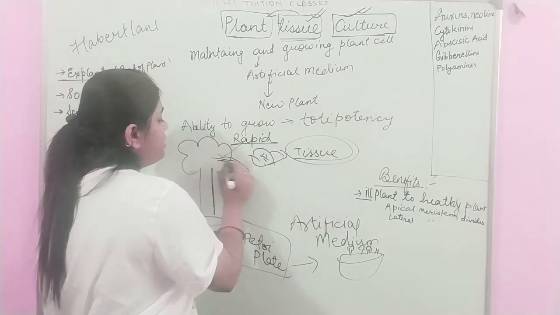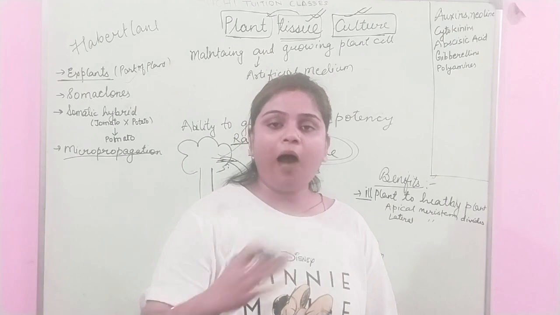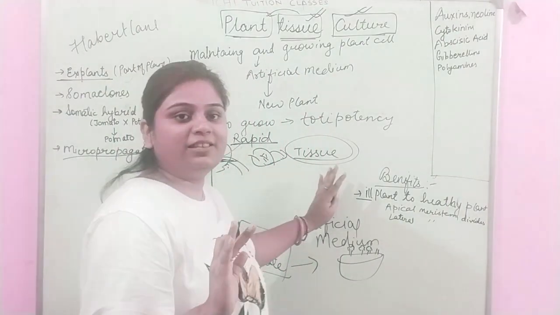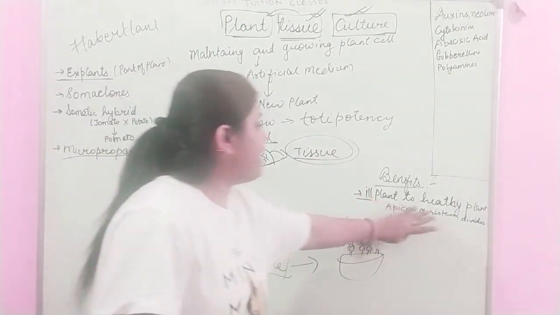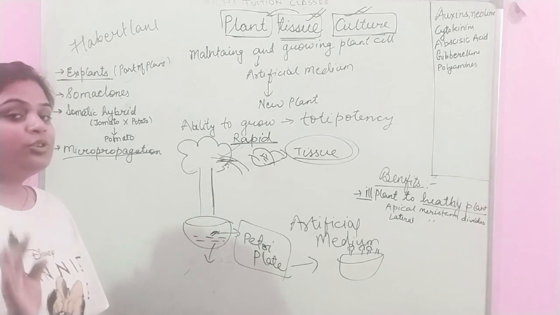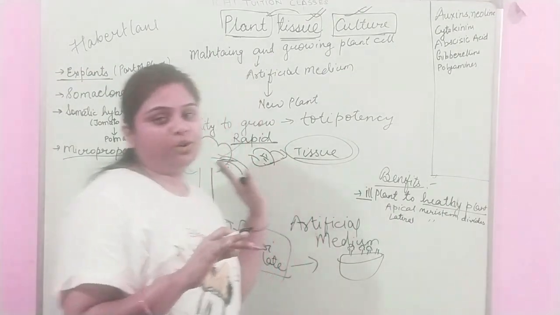So after differentiation, what happened? The disease is gone from that explant, the diseased variety is gone, and a healthy plant is obtained from this explant. So this is the very important benefit of plant tissue culture.